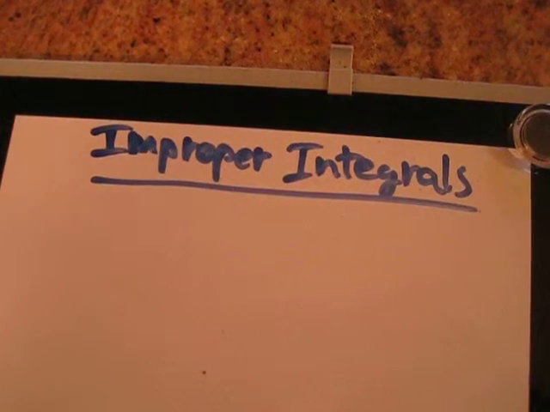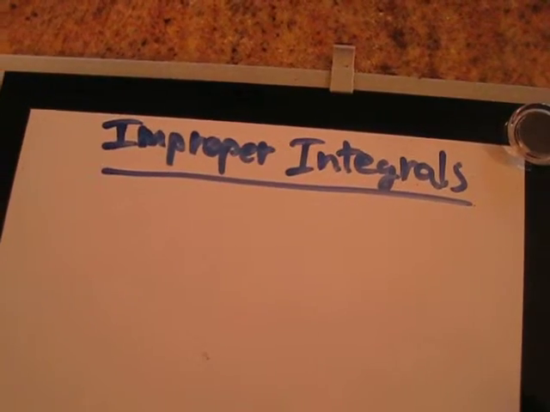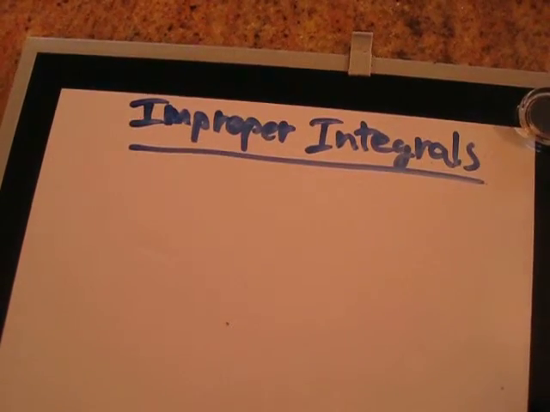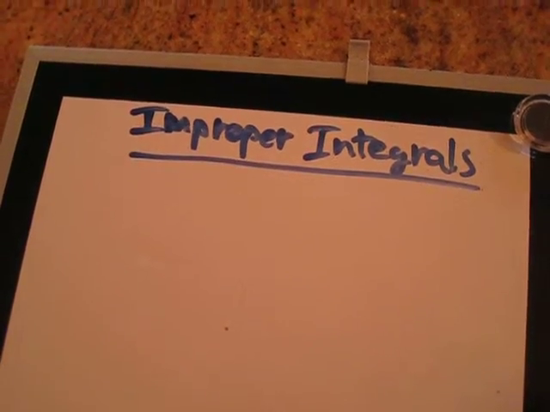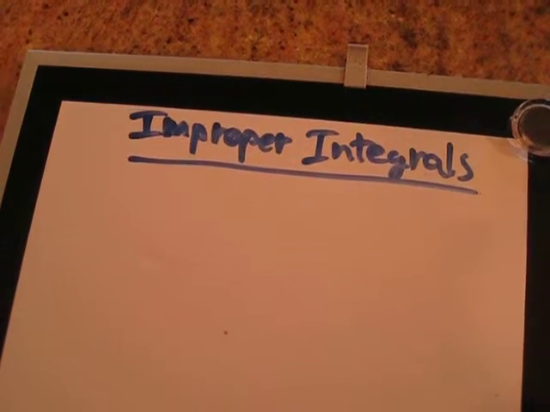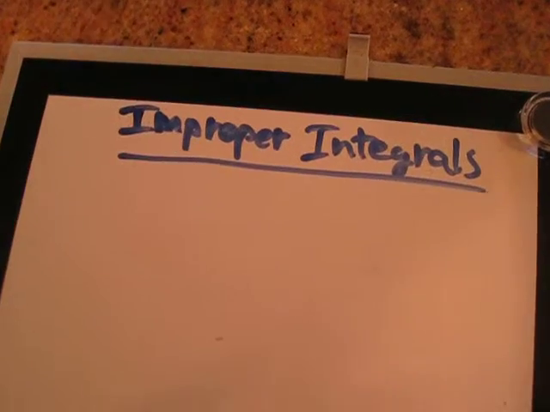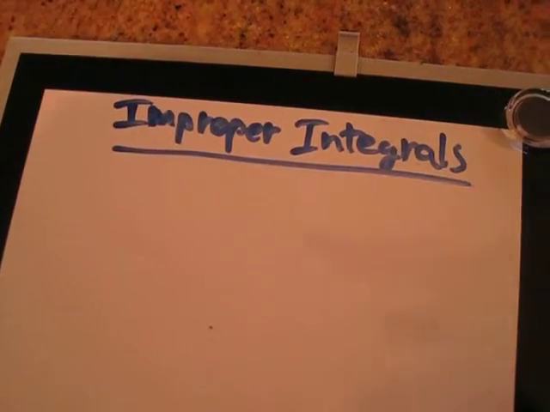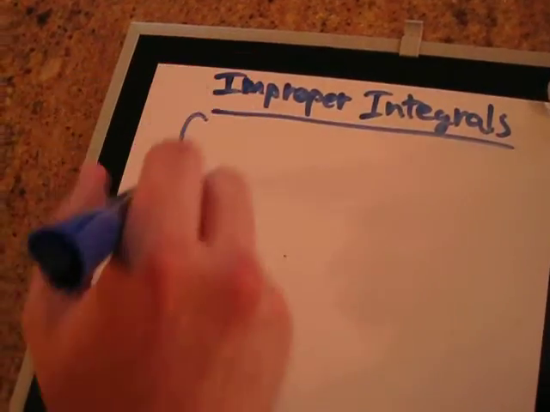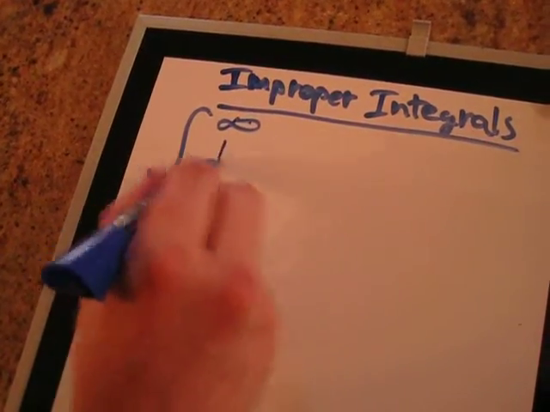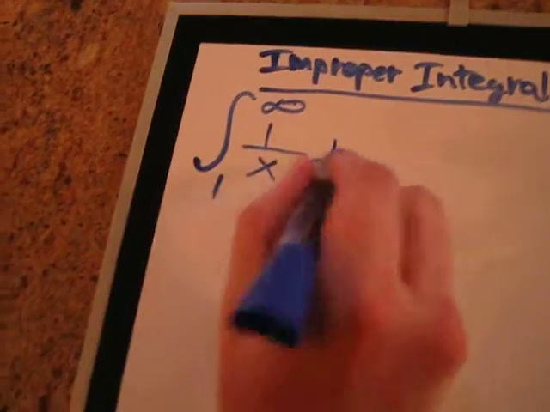So in order to do this, people need to have knowledge of limits in order to evaluate improper integrals, and sometimes we will need to use L'Hopital's rule to evaluate the integrals, but not always. So I'm just going to show a quick example of an improper integral. This integral here, the integral from 1 to infinity of 1 over x dx.